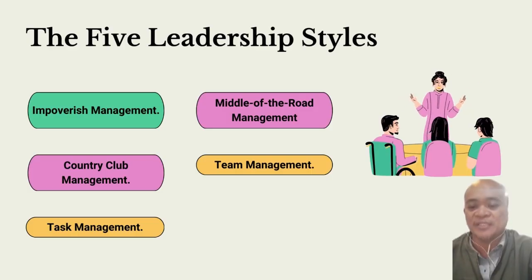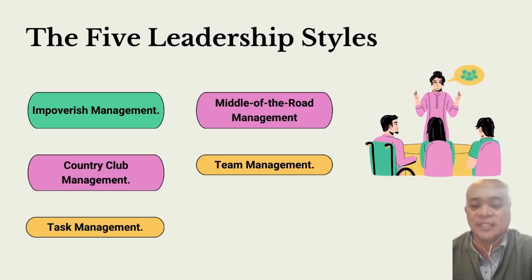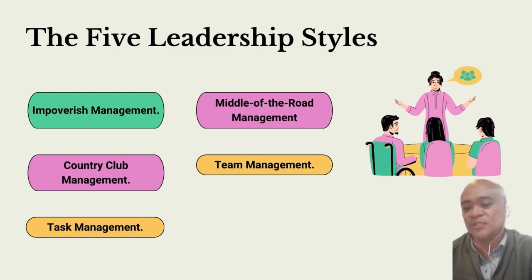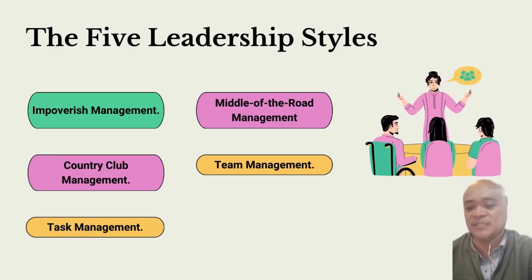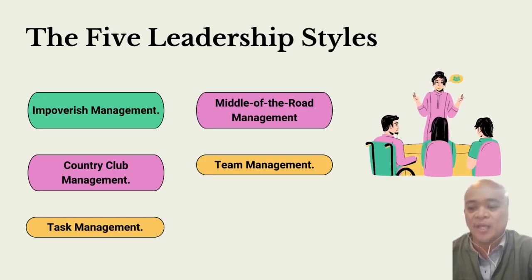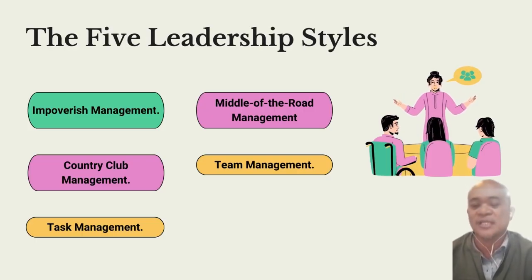Impoverished management is often ineffective, while country club management prioritizes employee satisfaction yet may falter on productivity. Task management, although results-oriented, can risk employee burnout and dissatisfaction. The middle-of-the-road management style aims to compromise, often leading to a lack of commitment in either domain, whereas team management represents the optimal approach, synergizing productivity and strong interpersonal relationships.